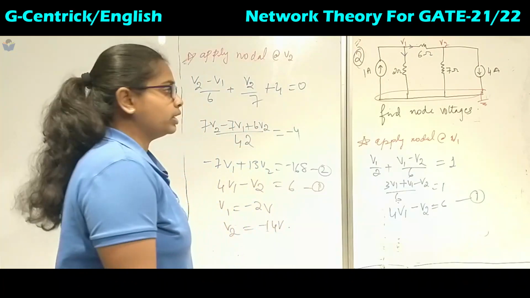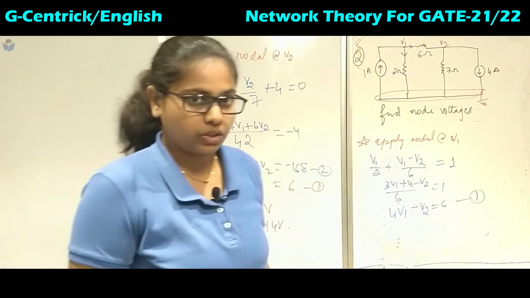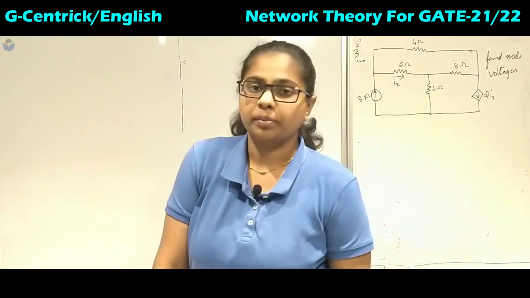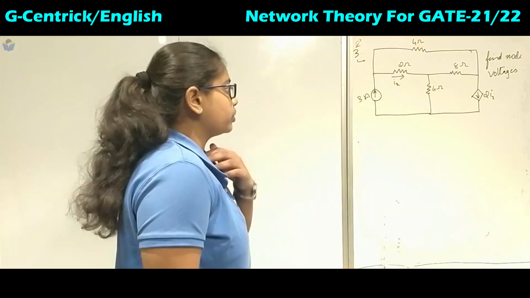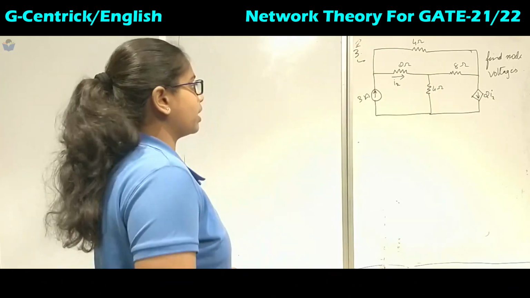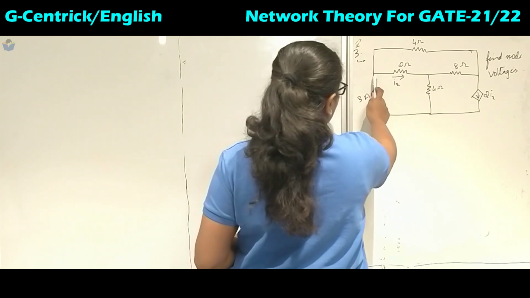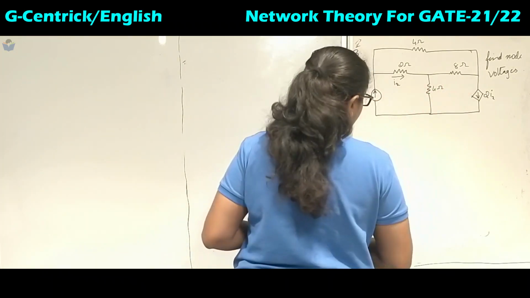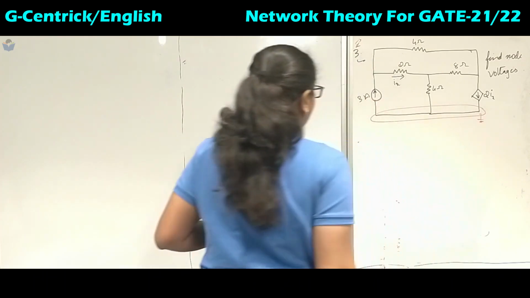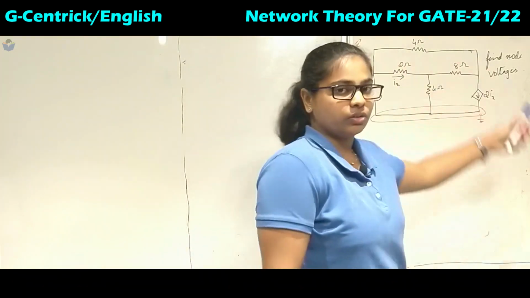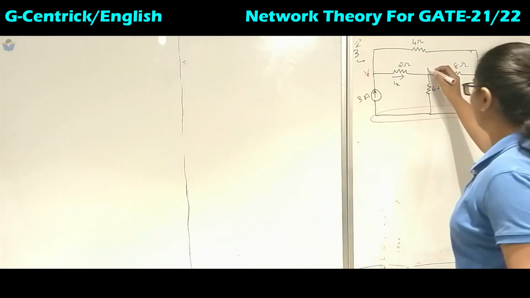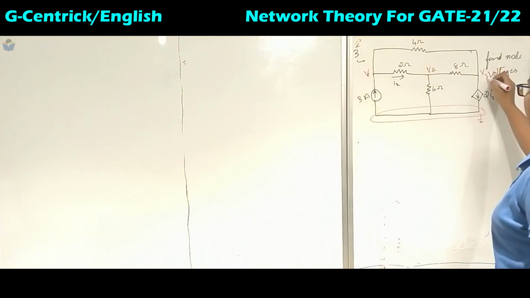Next we will move on to the third problem, which has got 3 equations, and we will see applying the Cramer's rule. Okay, coming to the problem number 3. So in this question also they have asked us to find the node voltages. So first identify the nodes. Here is one first node, second node, third node, and this is the reference node which is grounded. Okay, so now once we have identified the node, assign the voltages. Here is V1, here is V2, and here is V3.